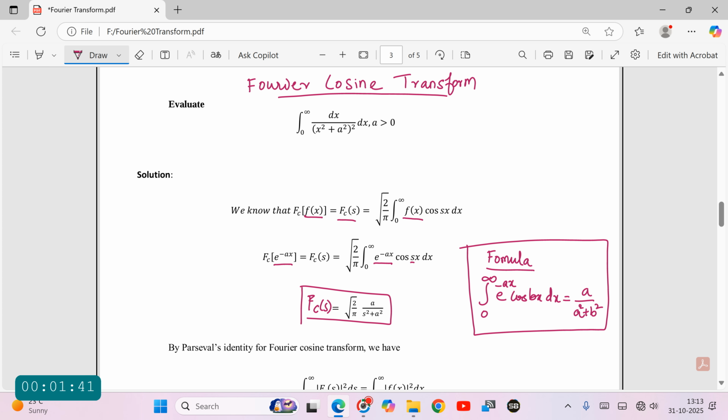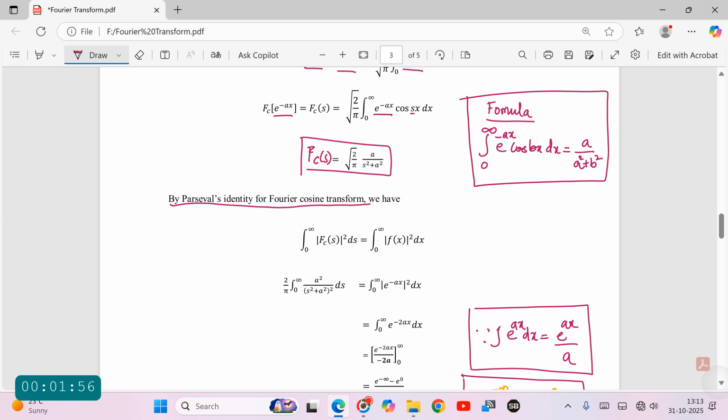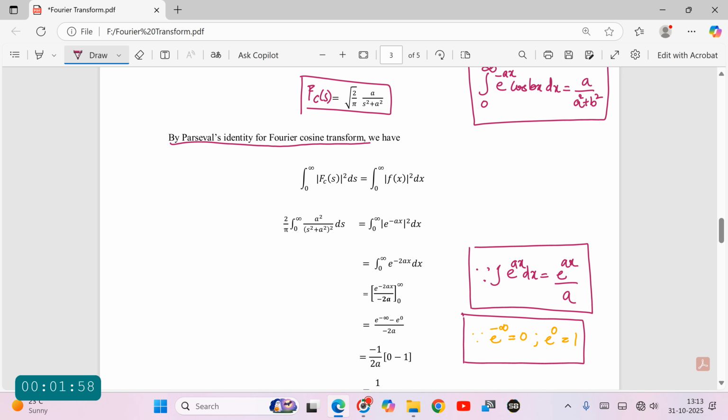Now to solve the integration, come to the Parseval's identity for Fourier cosine transform. Taking the formula for Parseval's identity of Fourier cosine transform, the formula is integral 0 to infinity of Fc of s the whole square ds equal to integral 0 to infinity modulus f(x) the whole square dx. Now substitute the value of Fc of s. What is the value of Fc of s? That is root 2 by pi into a by (s square plus a square). There is a square here, so you have to put the square for the numerator as well as the denominator.